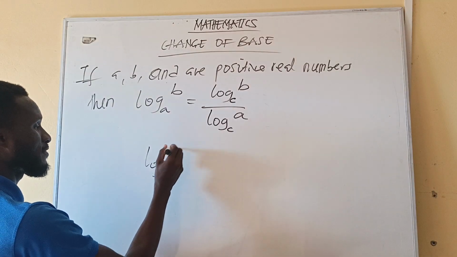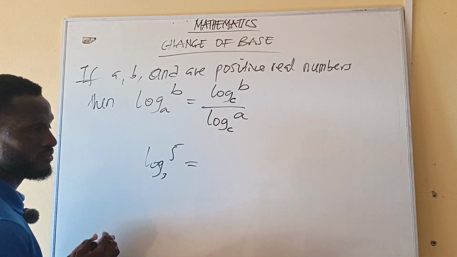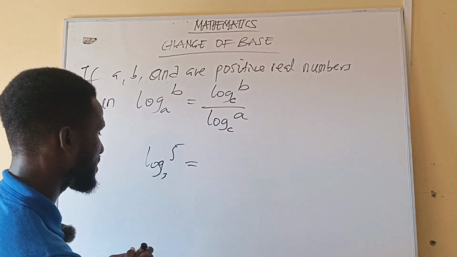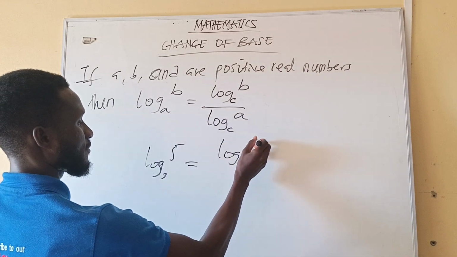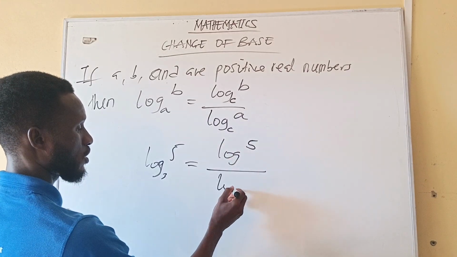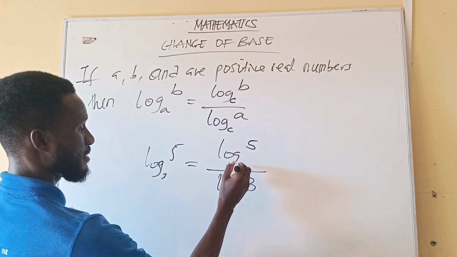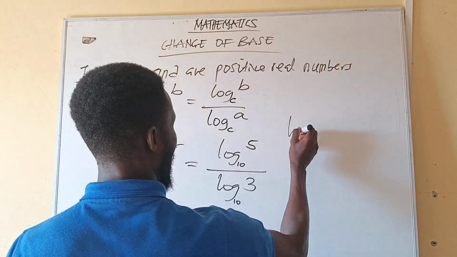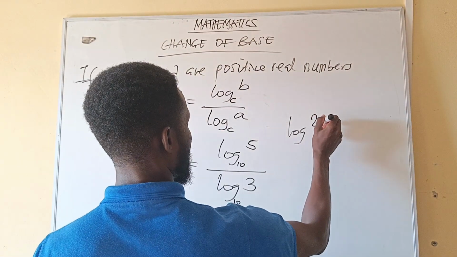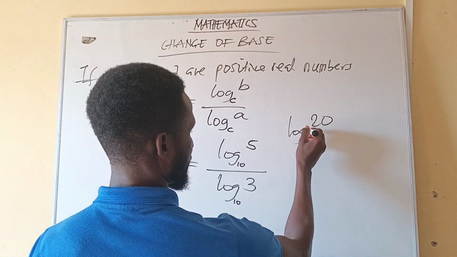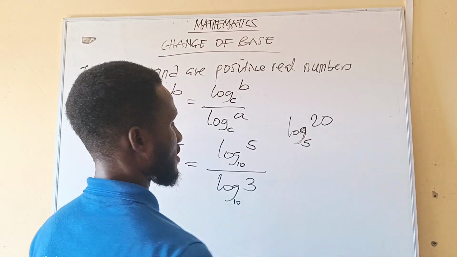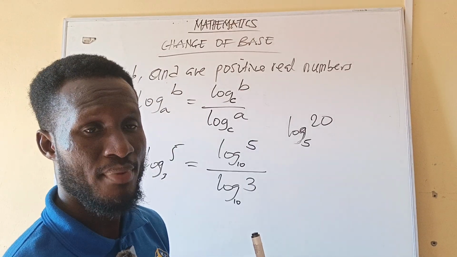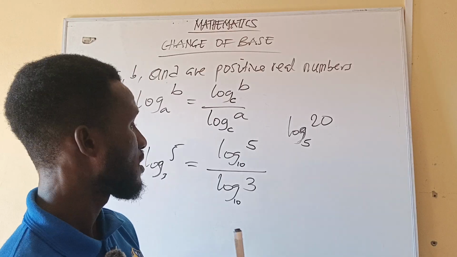Now if I have log 5 base 3, I can change this to any base. I can change it to base 10. If I want to change this to base 10, I just write log of 5 divided by log of 3, then I change the base to 10, base 10. It is very simple. If I have log of 20 base 5, then I can change this logarithm to any base that I want. I can change it to base 2.